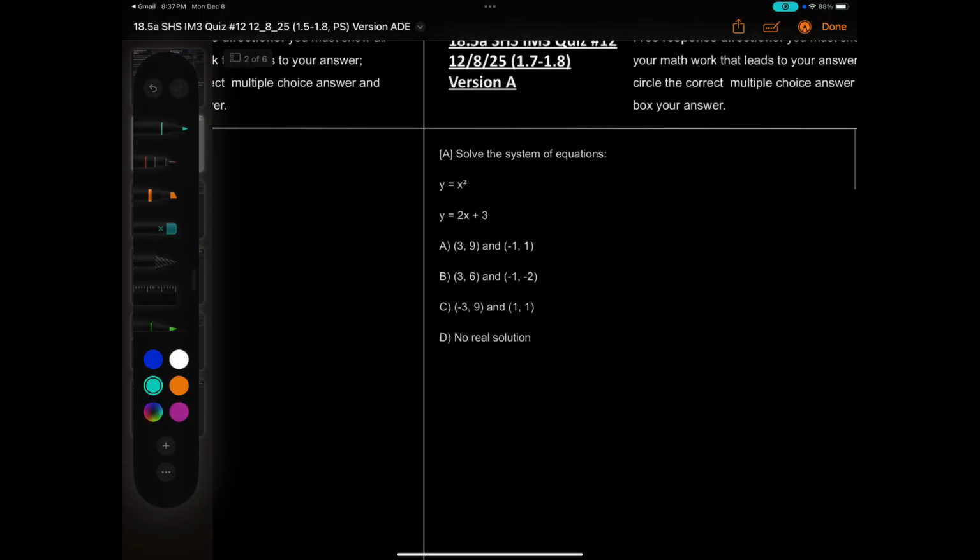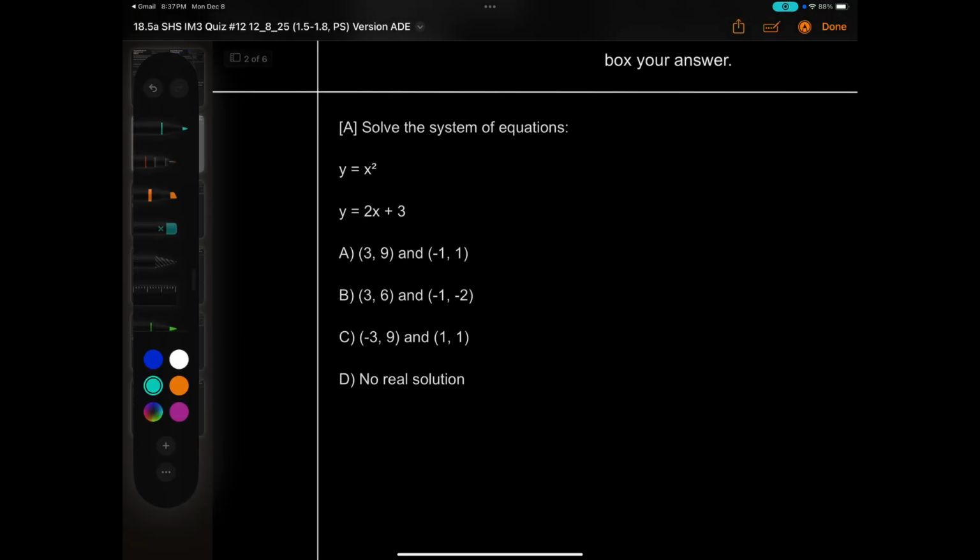All right, backside. This is from 1.8. You have a system. They're both set equal to y, which is great. So you can basically put this in right there, right? x squared equals 2x plus 3. I'm setting them equal to each other, and then I'm going to set it equal to 0.